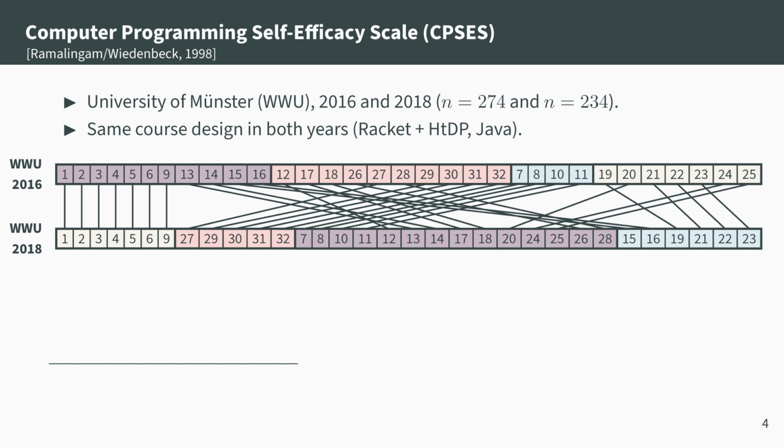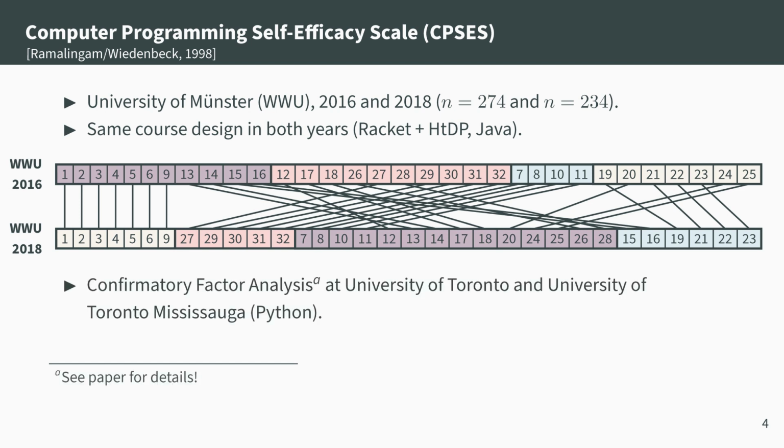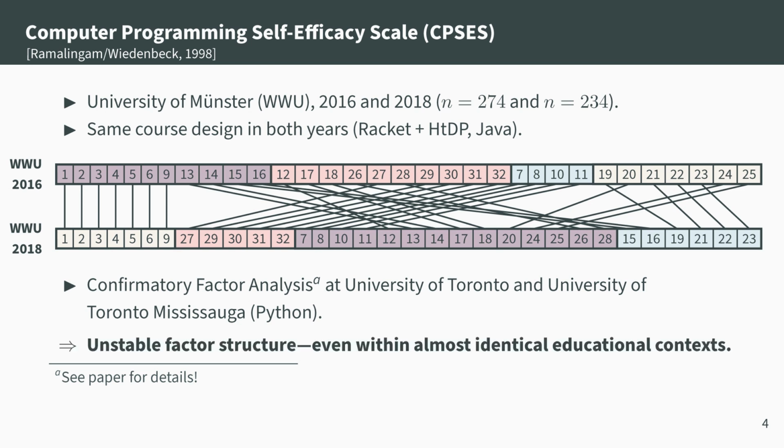Keeping in mind that both courses follow the same syllabus and only differ in the instructor, this difference cannot be explained by a difference in contexts, but would indicate a weakness of the instrument itself. To verify that this phenomenon is not specific to Münster, we also ran factor analyses for 2 Python-based CS1 courses, which also showed that the original factor structure is not suitable. We conclude that factor structures of the CPSES tend to be unstable even when considering two educational contexts that are as similar as possible. Hence, comparing self-efficacy scores on factor level is categorically impossible with this instrument.